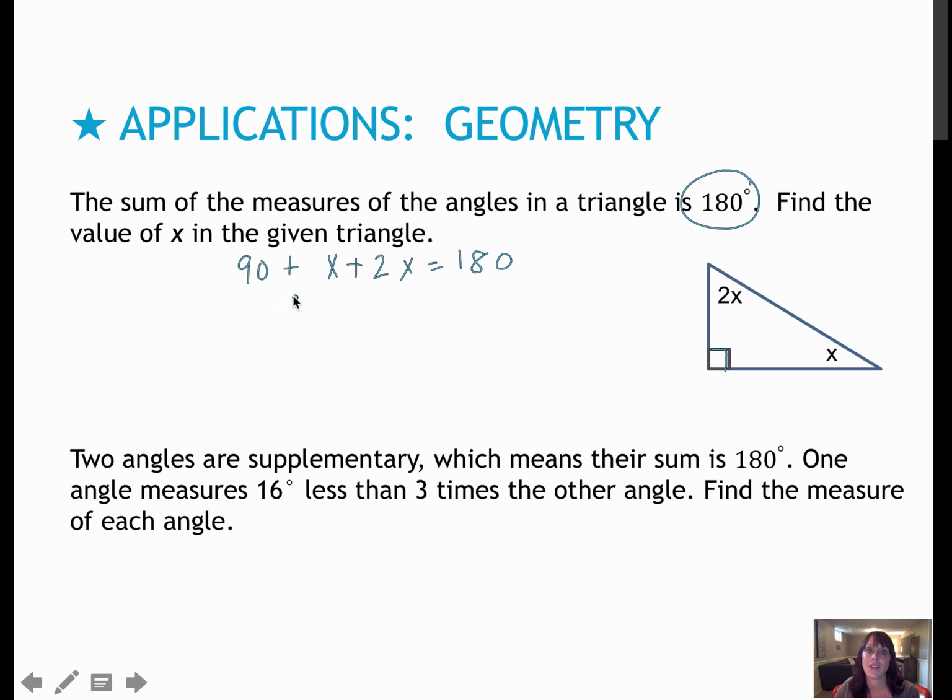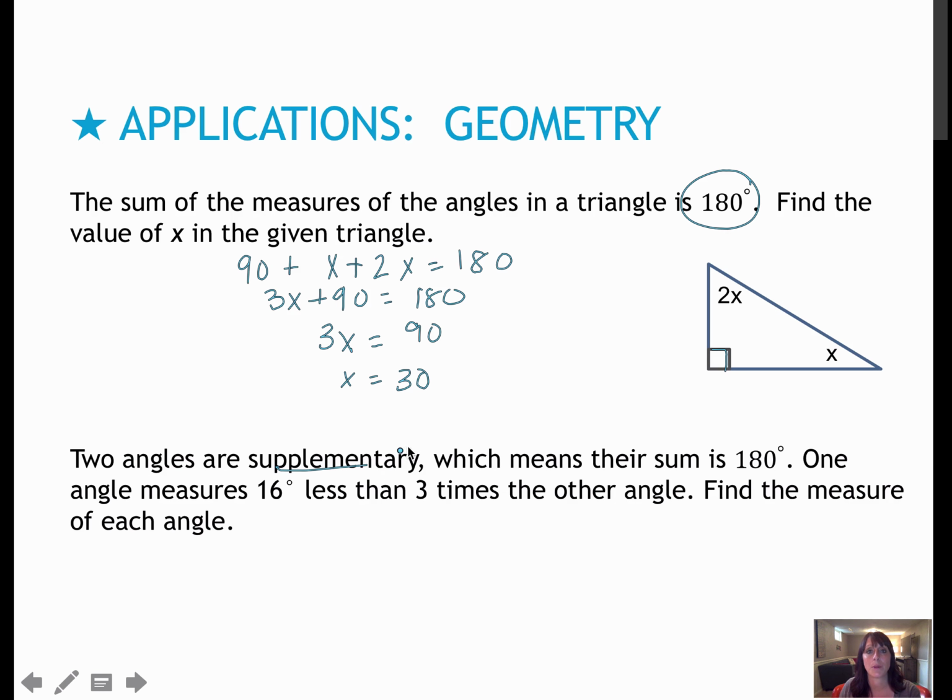I will simplify the left side and subtract 90 from each side and divide by 3. Remember that the question asks for the value of x. In this case, it doesn't ask for the measure of each angle. And so in this case, I would just say the value of x is 30. For the sake of time and space, I'm not going to write the sentence. Be careful for what they ask for. If they said find the two missing measures, I would then plug the 30 back in to find that the measures were 30 degrees and 60 degrees.